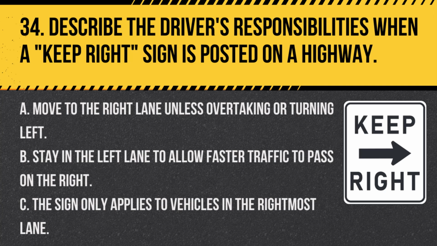Question 34. Describe the driver's responsibilities when a keep right sign is posted on a highway. A. Move to the right lane unless overtaking or turning left. B. Stay in the left lane to allow faster traffic to pass on the right. C. The sign only applies to vehicles in the rightmost lane. Answer A. Move to the right lane unless overtaking or turning left. This facilitates smoother traffic flow and allows faster vehicles to pass on the left.